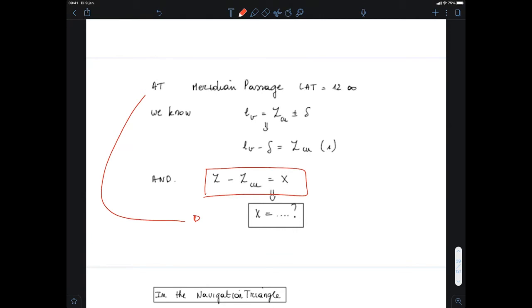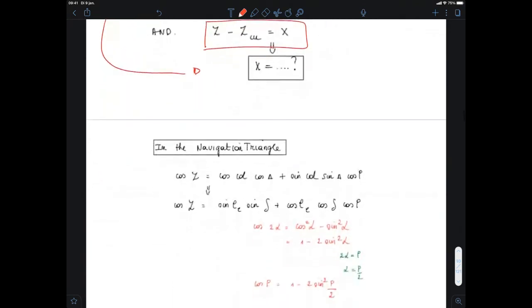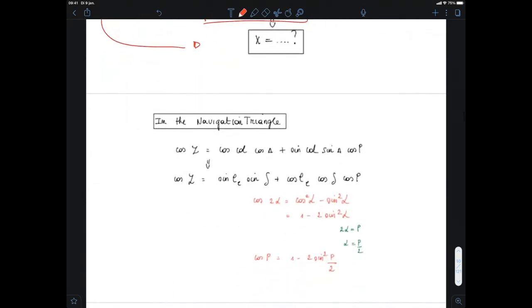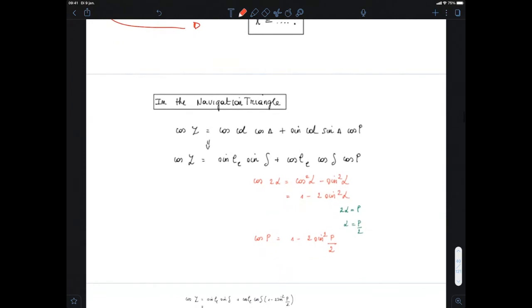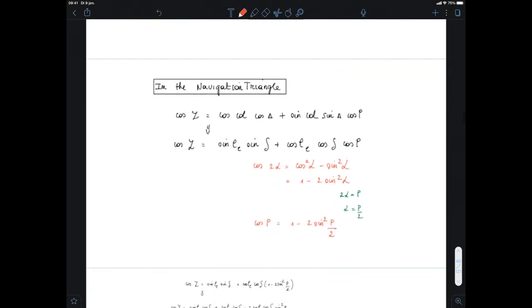Now, the demonstration is included in this PowerPoint. You should all know these. I'm not going to ask it at the exam, that's what I mean, but if you read this demonstration, you should all be able to understand, because it's based on the cosine rule for the navigation triangle that you've learned in the first year during the course of mathematics.